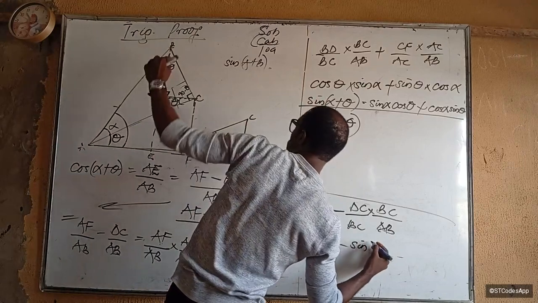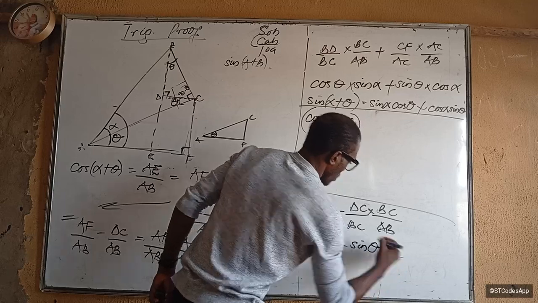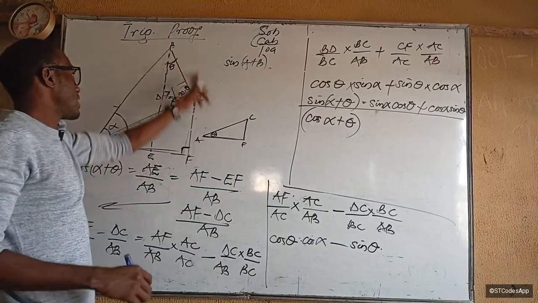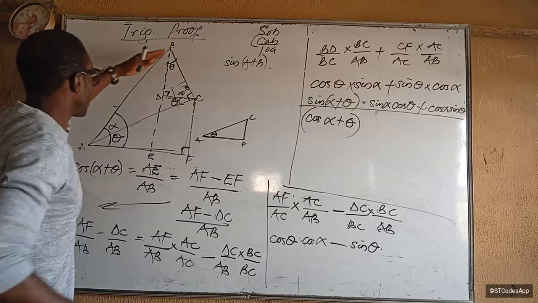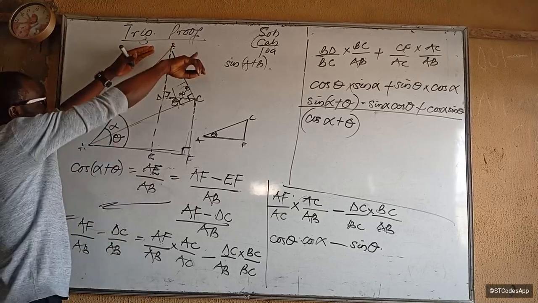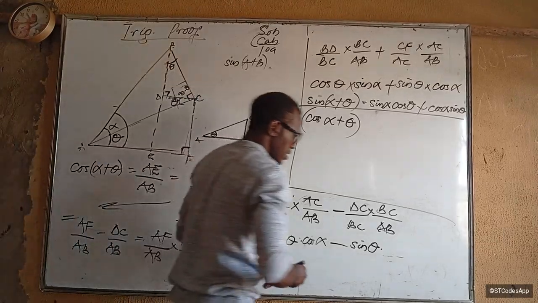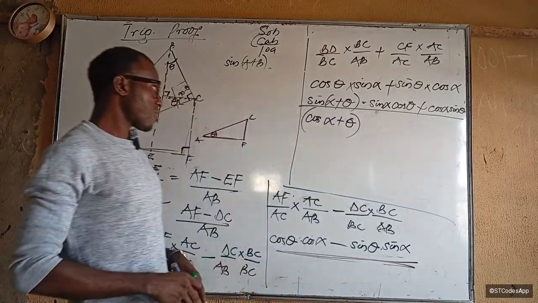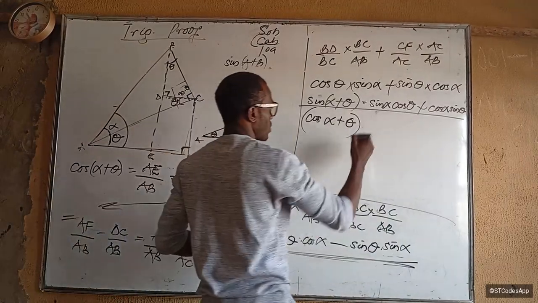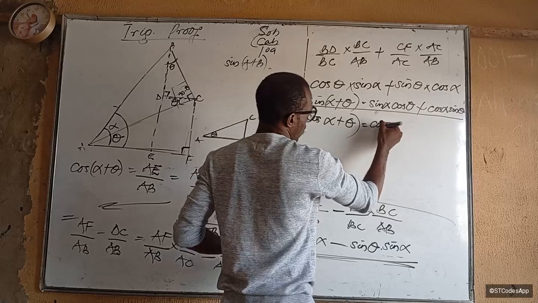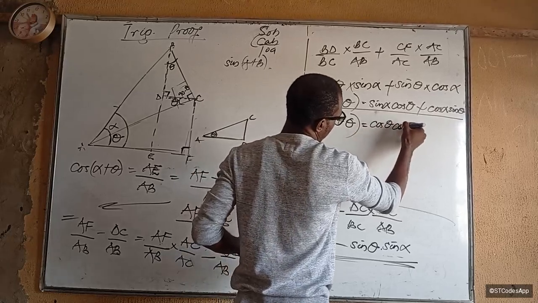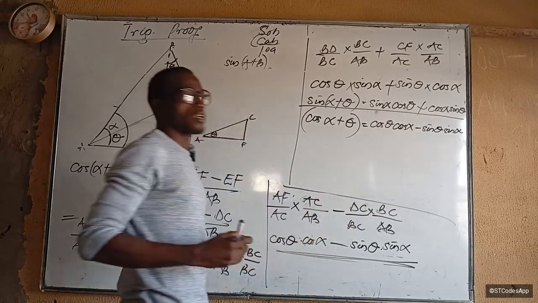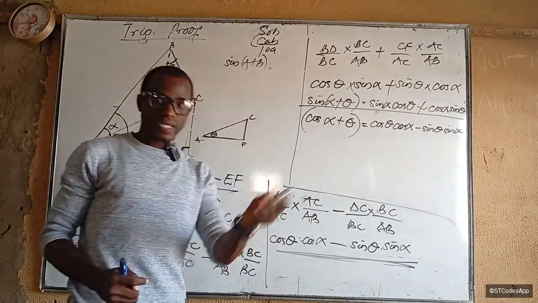So sine of angle theta this time multiplied by BC over AB. BC is this side, AB is this side. So it will be opposite for alpha now. Opposite over hypotenuse. Is that clear? That will be sine again, but this time alpha. So we've proven that cos of alpha plus theta is equal to cos theta cos alpha minus sine theta sine alpha. Exactly. So you can try it on your own.